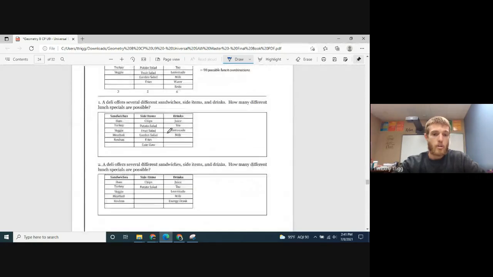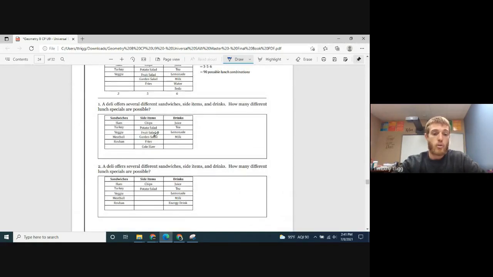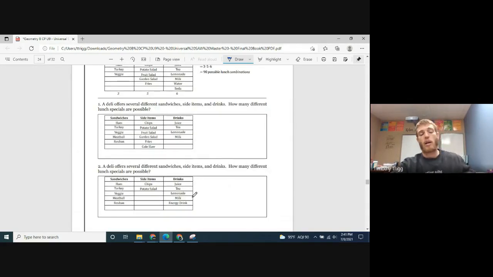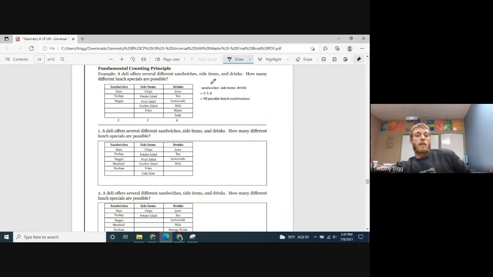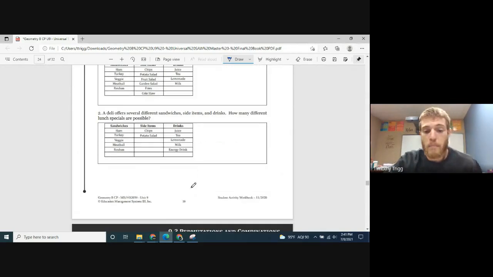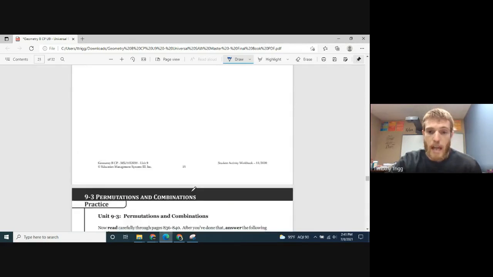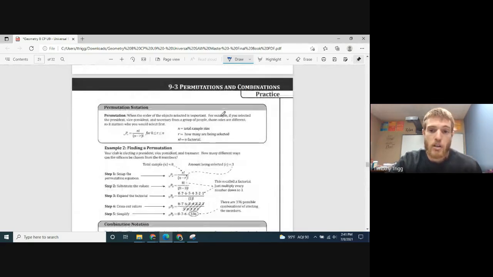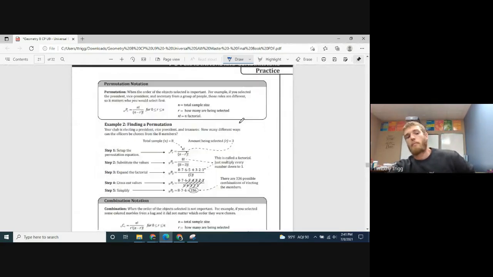Go down. I want you to try number 1 and 2. Try both of these on page 16. Okay, so I covered how to do it. Here's another example if you need it, but see if you can do problems 1 and 2 on page 16. Once you're done with that, let's go back up and we're going to talk about permutations and combinations.